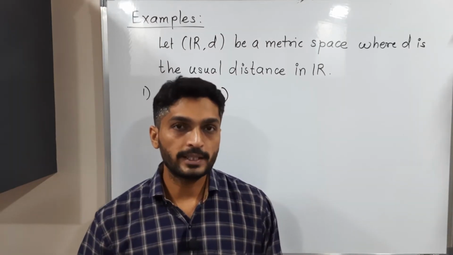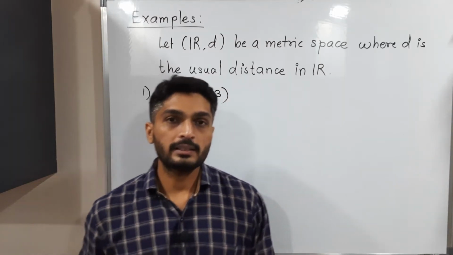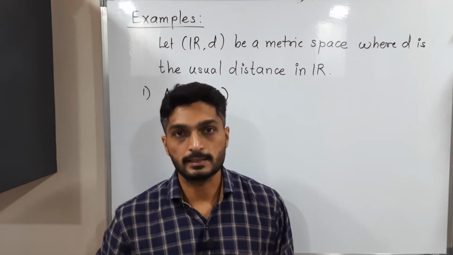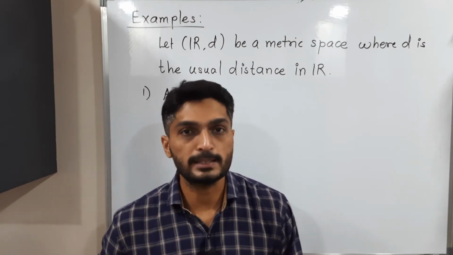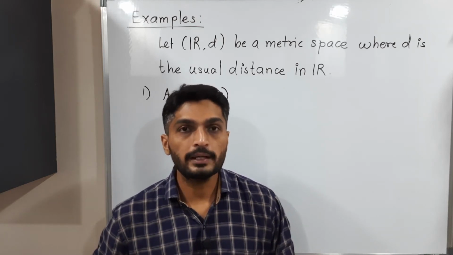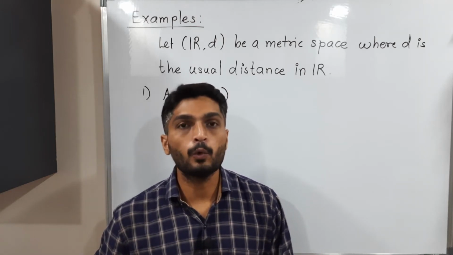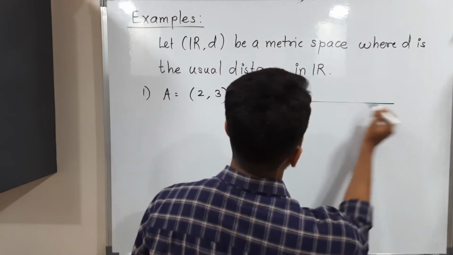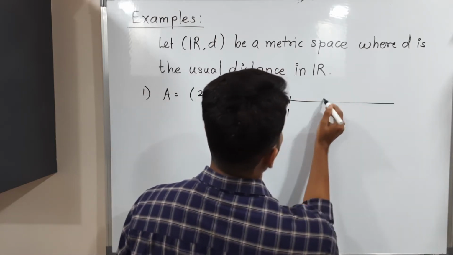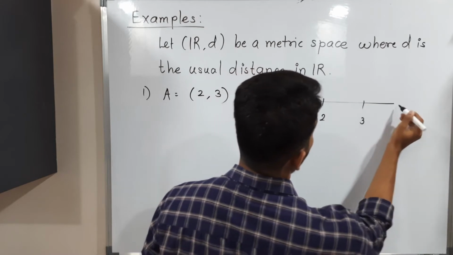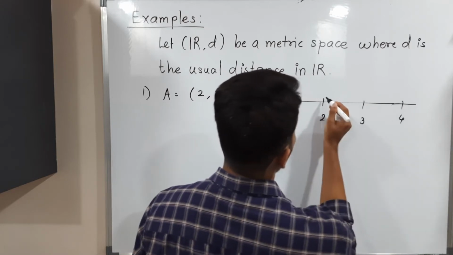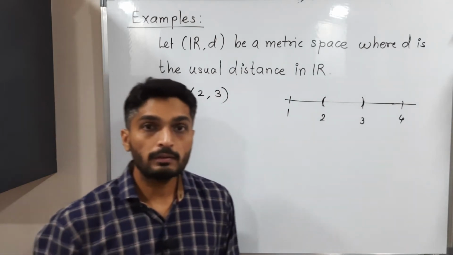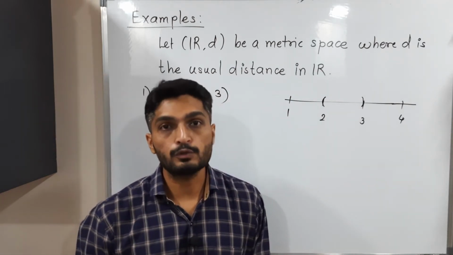Let us discuss a few examples. Okay, so we are considering the metric space R, d where d is the usual distance, meaning d(x, y) is equal to |x minus y|, and we are taking the first set A equal to the open interval (2, 3). I will draw that interval: 1, 2, 3, 4, getting? We have an open interval (2, 3), and now we will find limit points of this set.